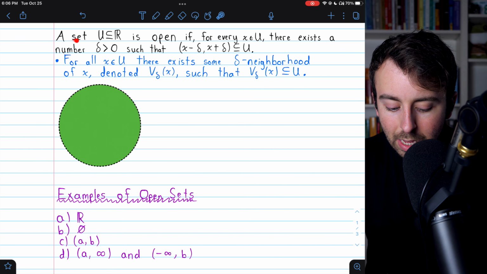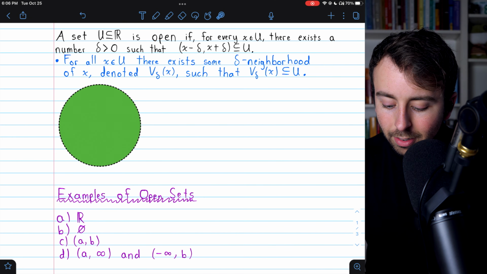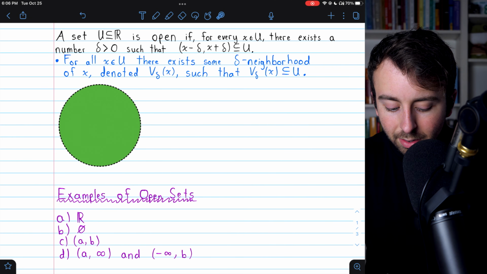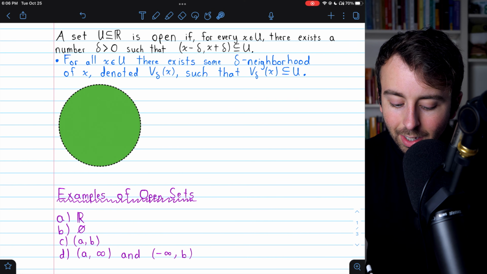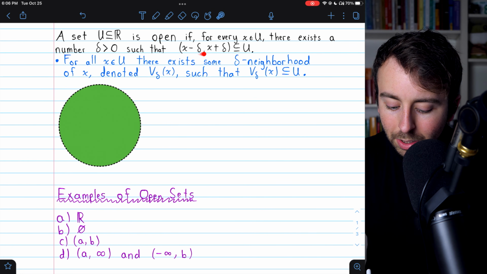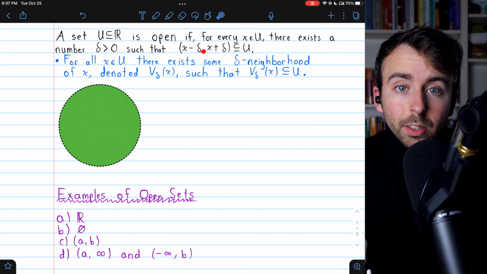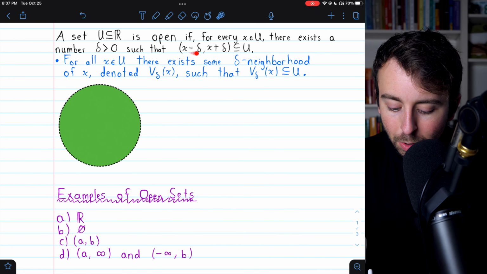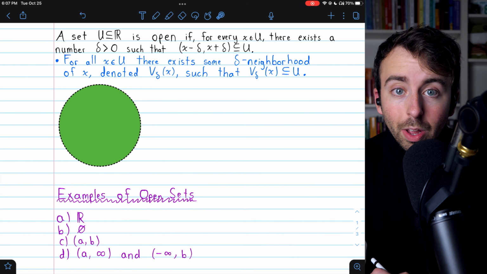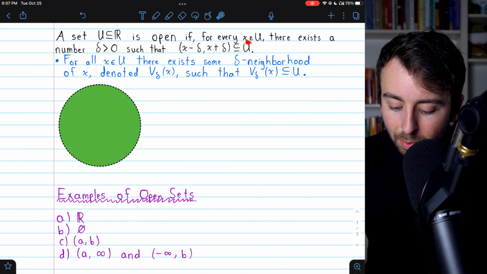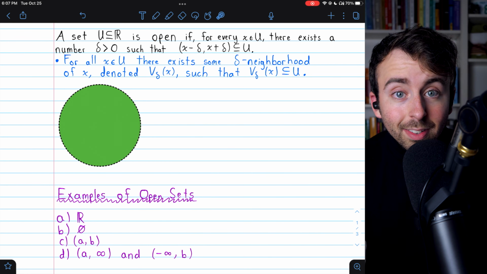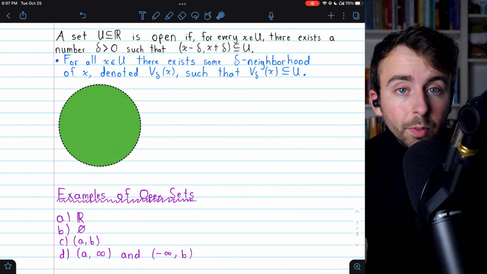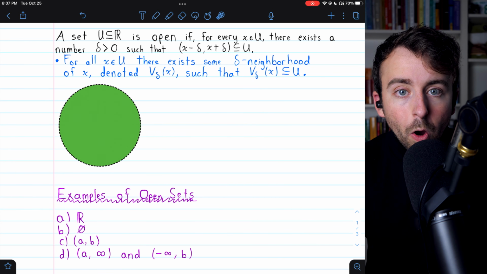A subset U of the real numbers is said to be open if, for every element x of U, there exists a positive number delta such that all real numbers that are less than delta away from x, which is what this represents, all real numbers less than delta away from x, form a subset of U. If this is the case for every element of U, we call U an open set.